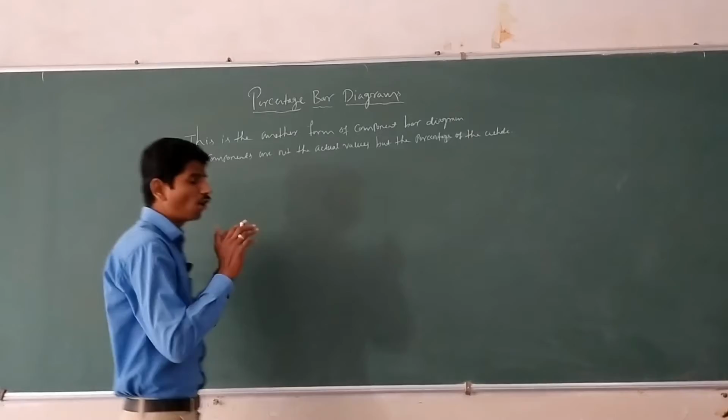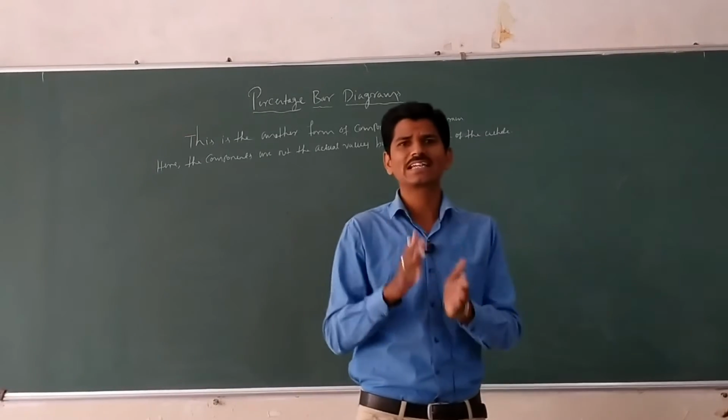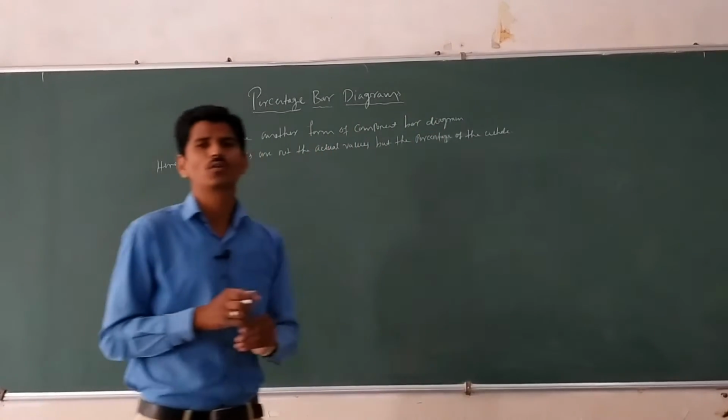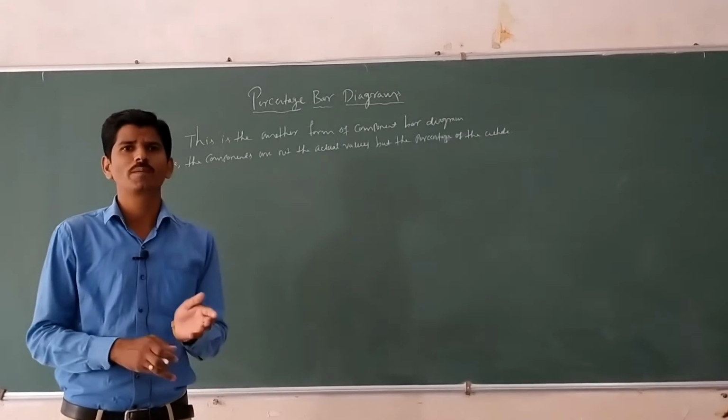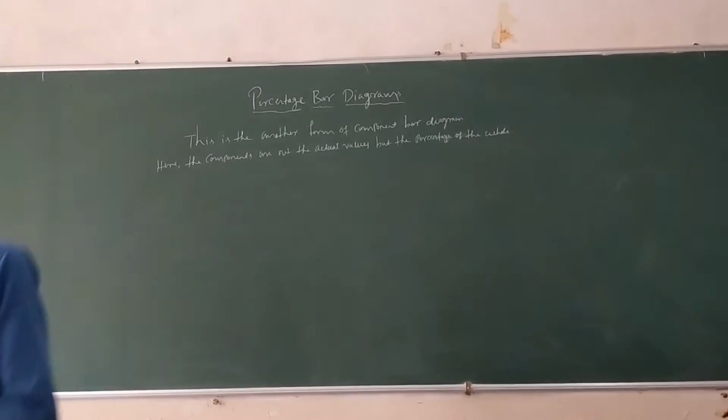Here the components are not given values. Actual values means given values, but the percentage of the whole. Here the given values should be converted into percentages.